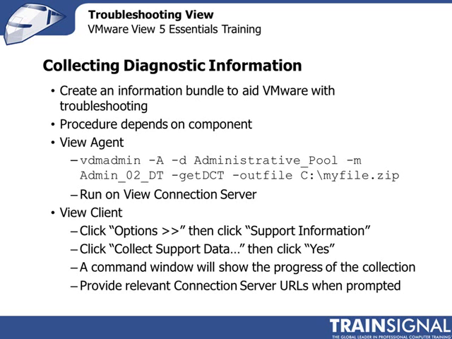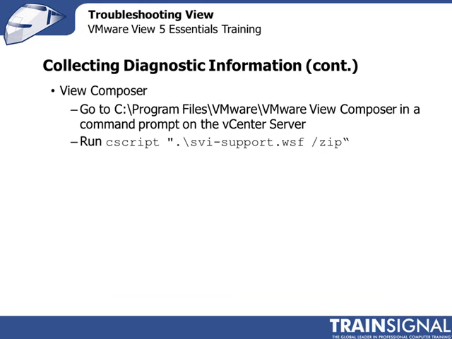In the View client, you can click on the Options button and select the support information. This gives you the ability to collect a support data bundle. A command window will then pop up showing the progress of the collection, and there will be some questions it'll ask, so provide those when you're prompted. On your vCenter server, to collect diagnostic information for View Composer, you'll have to go under the Program Files for View Composer in a command prompt and execute cscript utilizing the svi support.wsf command with a /zip flag.